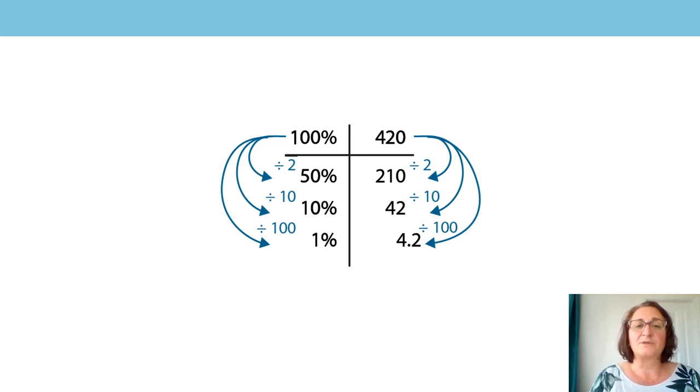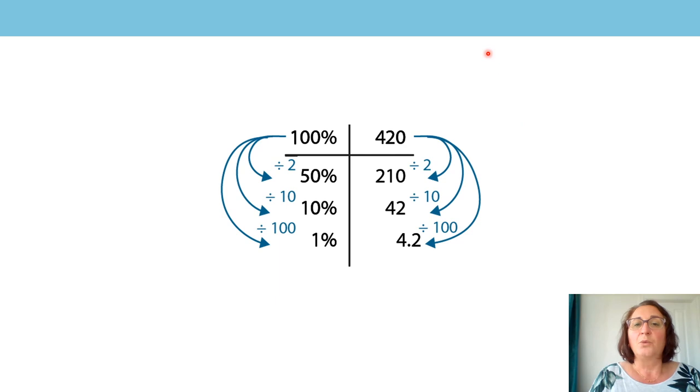What do you notice about the table? Once the table is completed, I can clearly see the relationship between the amounts. Let me use my highlighter. So we've got 50% is half of 100%, and 210 is half of 420. 10% is a tenth of the size of 100%, and 100% is 10 times the size of 10%. And then we've got 1%, which is 1/100th of the size of 100%, and 100% is 100 times the size of 1%.